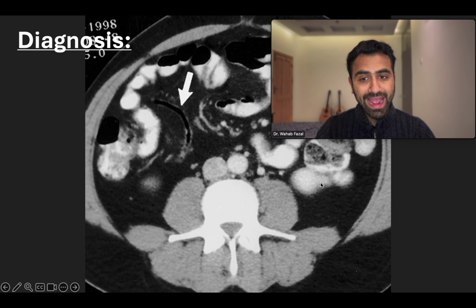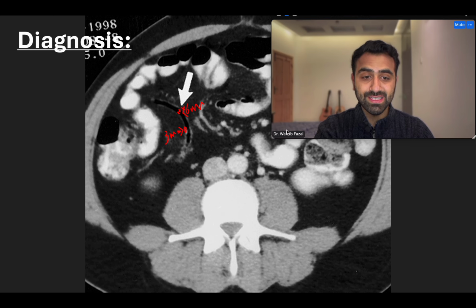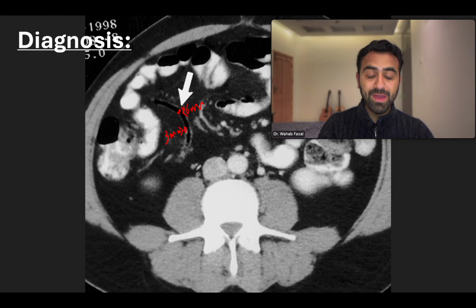Now before we look at a bad appendix, let's look at a normal appendix. The first thing I want you to understand is that the thickness of a normal appendix is usually less than 6 millimeters. What else? The thickness of the wall itself is even less than 3 millimeters. This is how a normal appendix should look. Remember, when you want to understand if there is something bad on the CT, you should know how it looks normally.